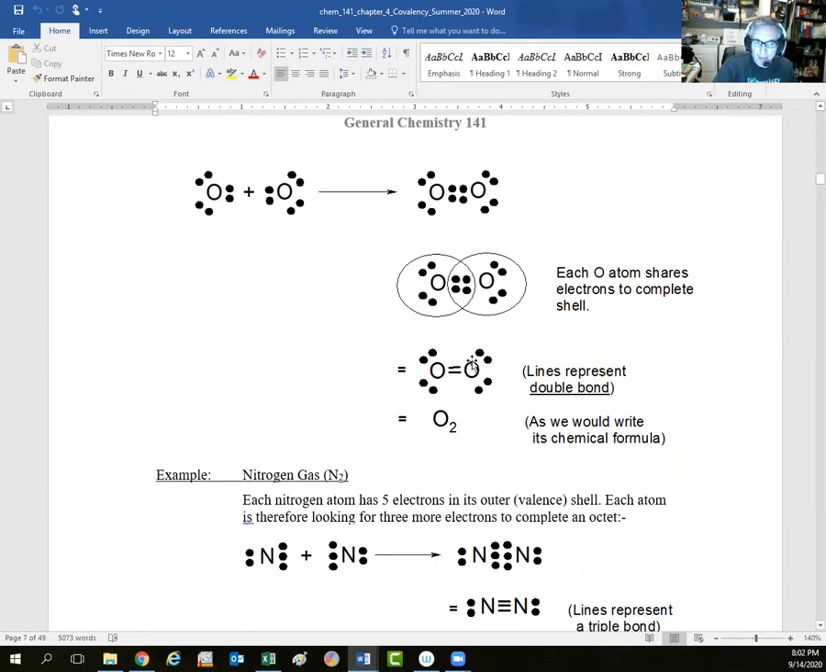Octet complete. We draw the bonding electrons as lines, each line being 2 electrons, so we can differentiate between the bonding electrons shared between the atoms and the lone pair electrons which belong to a specific oxygen atom in the molecule. So, diatomic oxygen gas, O2.